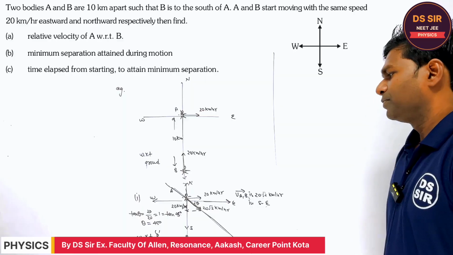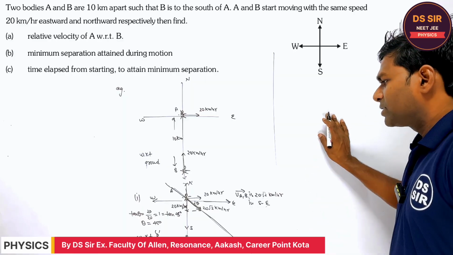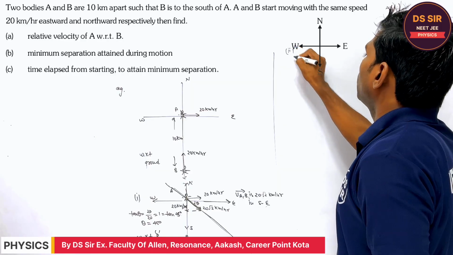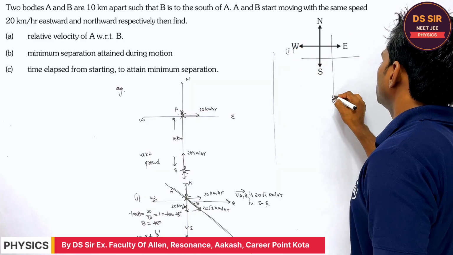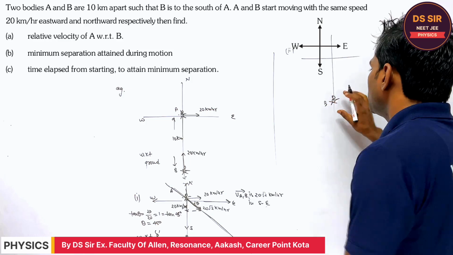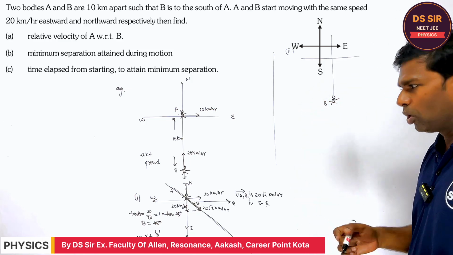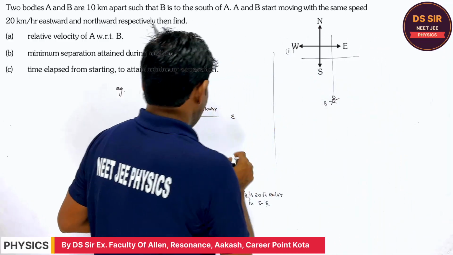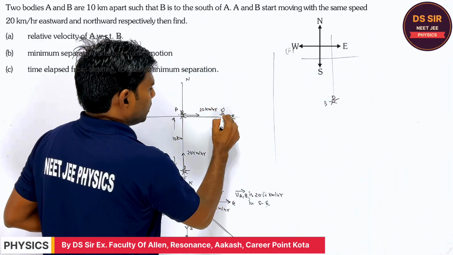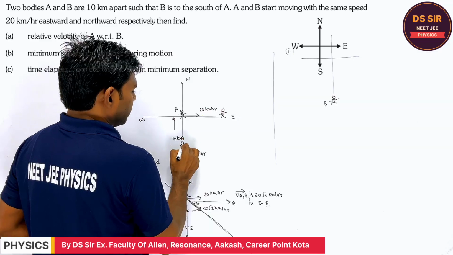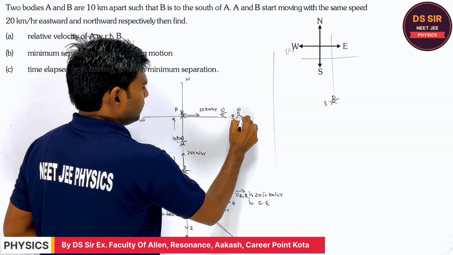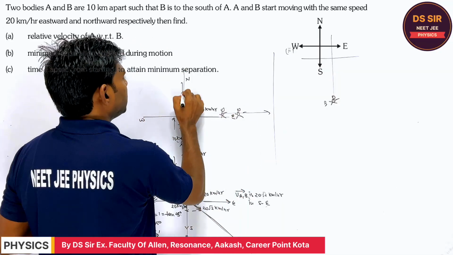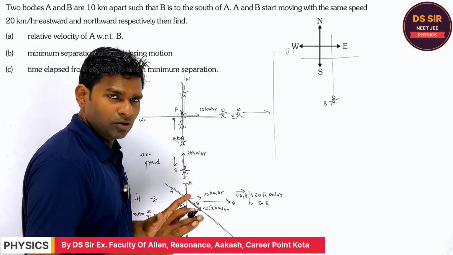In the second part, what are they asking? They are asking the minimum separation between A and B. Listen to one thing. With respect to B, you will assume B is at rest. We are doing the relative motion. Although this person is moving in this way and this person is moving in this way, after some time, with respect to ground, the person will move here, and after some time it will move here. Do you understand or not?